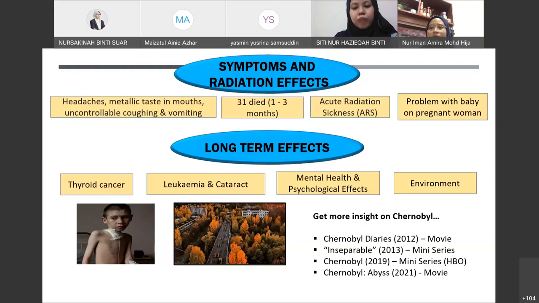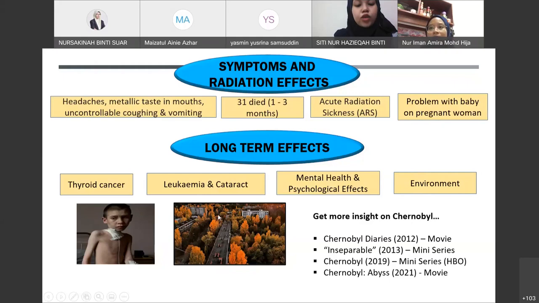Okay, for long-term effects, the most significant effect is thyroid cancer, because in 2018, they reported 20,000 documented cases of thyroid cancer among people below 18 years old during the accident. And also, there are effects of leukemia and cataracts, mental health and psychological effects, and also it affects the environment.